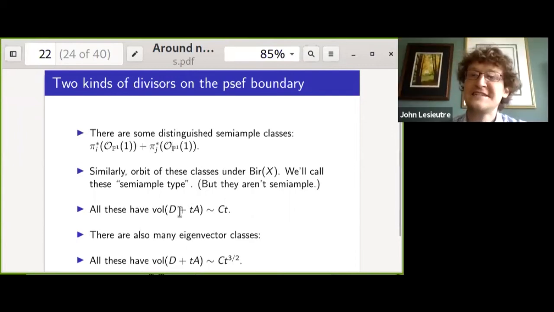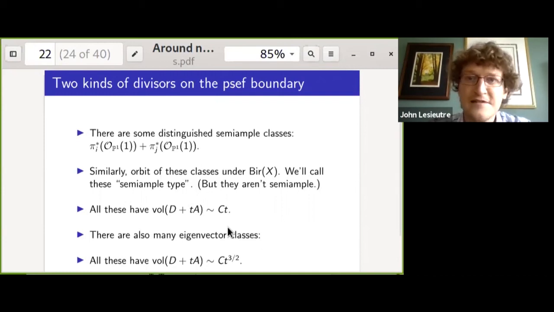So if D is a special divisor on the boundary, which is gotten by taking this and pulling it back under a birational automorphism, that's right. If D is like that, then the volume of D plus tA grows like this. The numerical dimension is 2. If D is an eigenvector, and again, the eigenvectors are also on the pseudo-effective boundary, then the volume grows like t to the 3/2 by almost the same calculation as before. So those are, at least to me, the obvious divisors you can write down on this space.